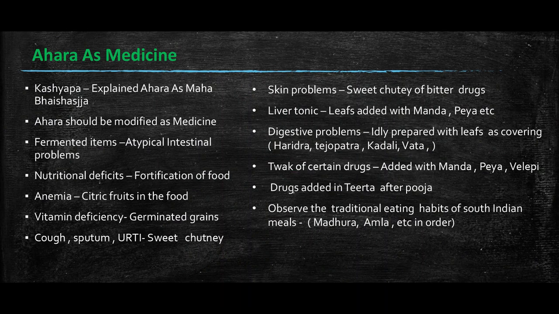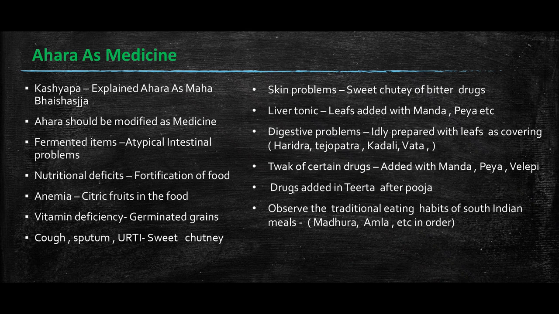Vitamin deficiency, suppose you are suspecting, then you can mix germinated seeds in the food, okay. In the routine meal of the child, you can mix some of the germinated seeds. That also helps for the vitamin deficiency. This is again how you can use ahara as mahabhaishajya.